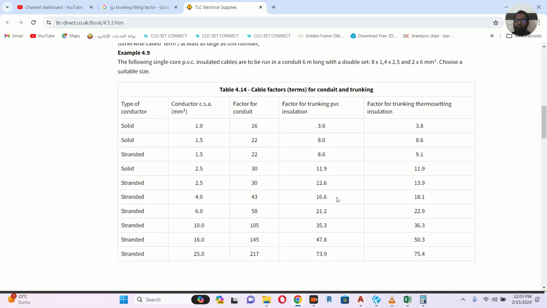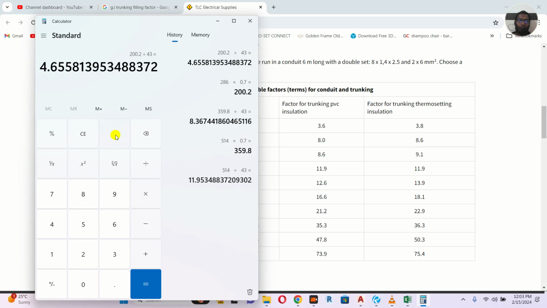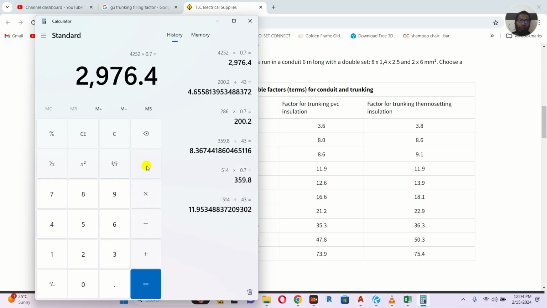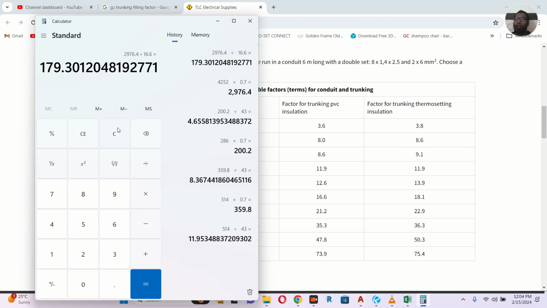Okay, 16.6. So 4252, multiplied by 0.7, so 30% gone, divided by 16.6. So you can run 179 wires.